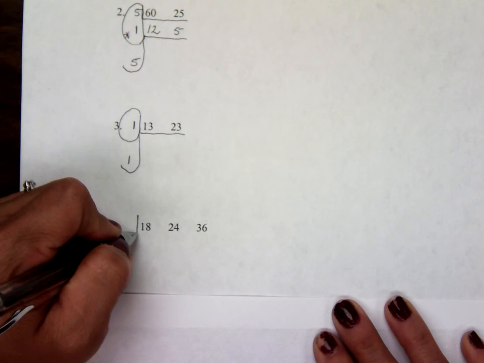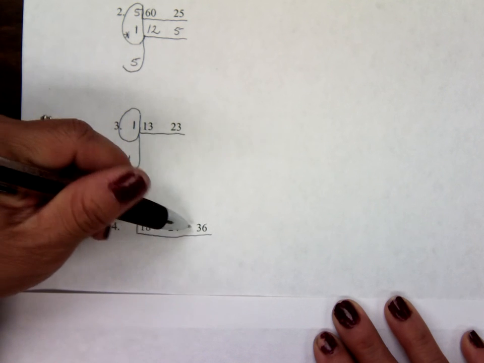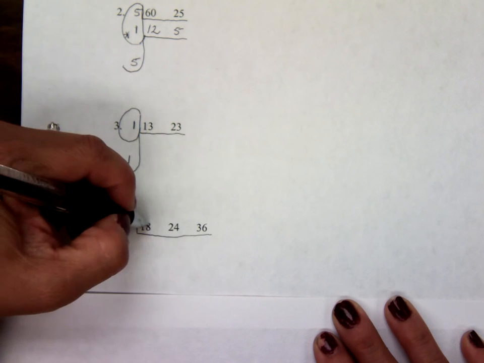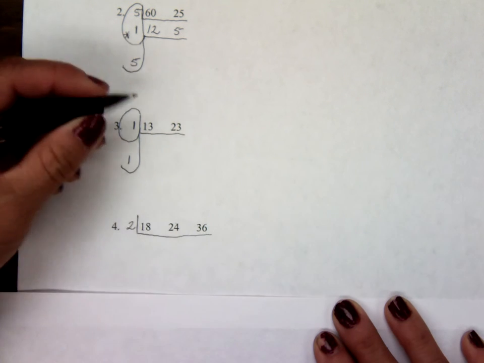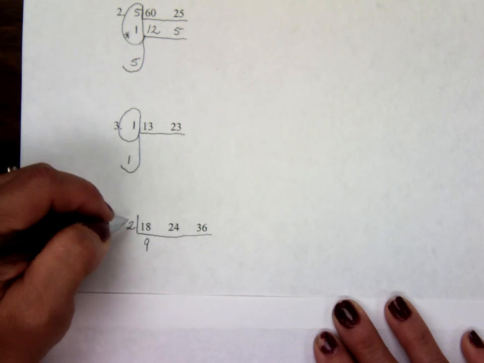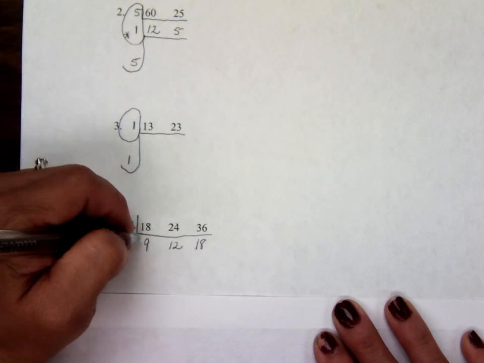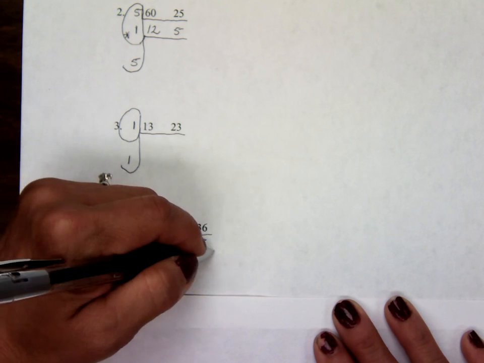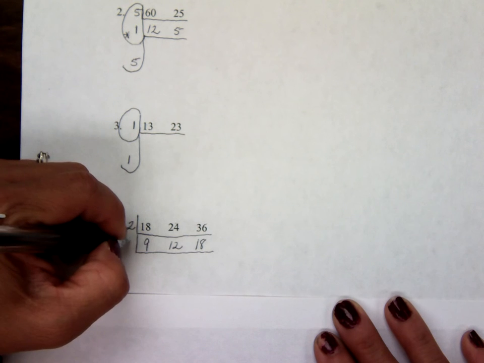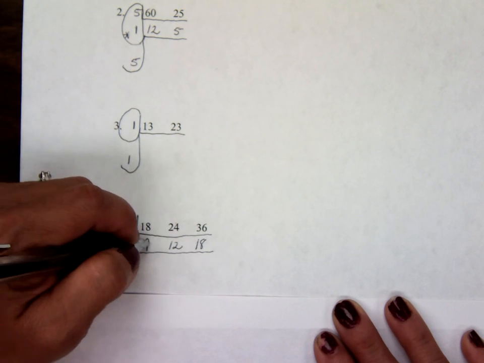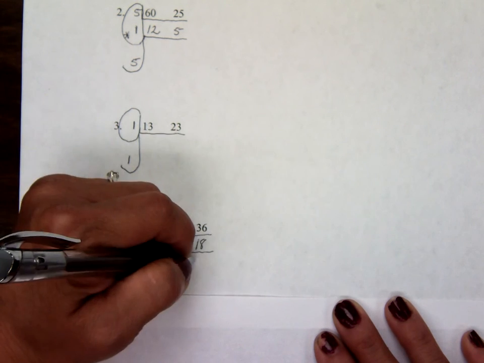So what you have to do is the same thing as with 2 numbers. Think of a number that all 3 will go into. Well, I know that 18 is even, 24 is even, and 36 is even, so I'm just going to say 2. So 2 goes into 18 9 times, 2 goes into 24 12 times, and 2 goes into 36 18 times. Okay, a number that all 3 will go into, well, it's 3. 3 goes into 9 3 times, 3 goes into 12 4 times, and 3 goes into 18 6 times.